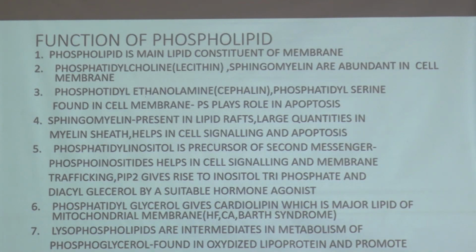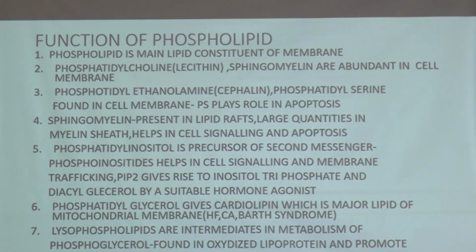Now function of phospholipid. Normally phospholipid is present in cell membrane, and some other phospholipids are specifically present in specific spaces, I will tell that. So phospholipid is the main lipid constituent of membrane. Phosphatidylcholine is lecithin. Lecithin is present in surfactant. Phosphatidylcholine is also known as lecithin.